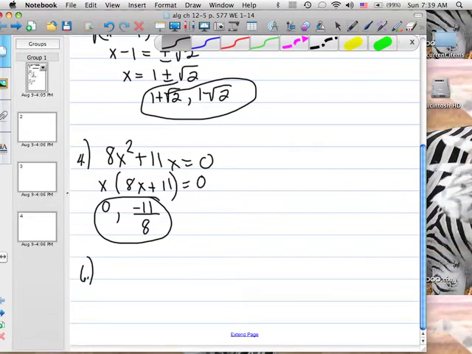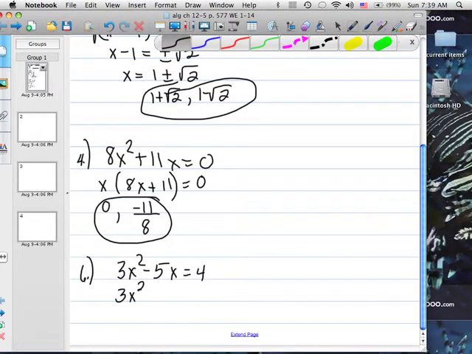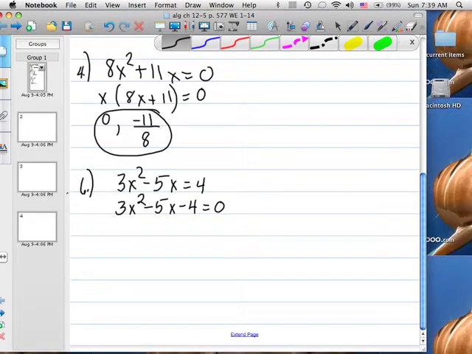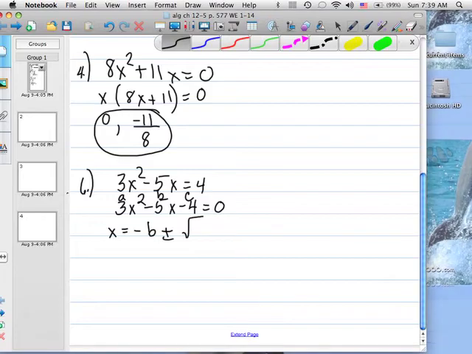Number 6, I have 3x squared minus 5x equals 4. So I'm going to make that set equal to 0. This one I use the quadratic formula. Here's A, here's B, and here's C. So x will equal the opposite of B plus or minus the square root of B squared minus 4AC over 2A.